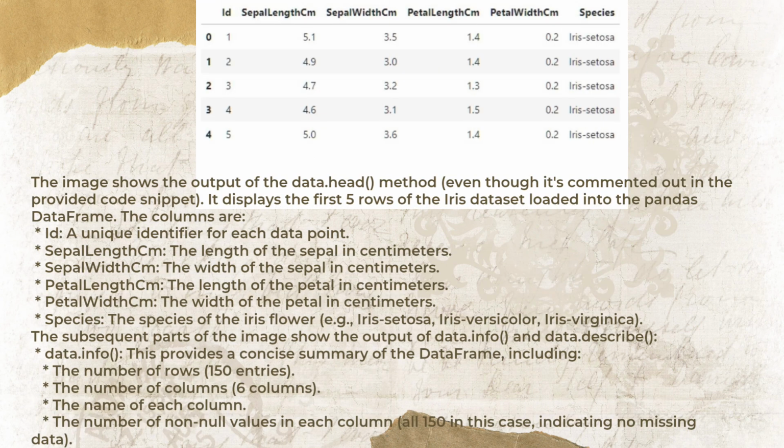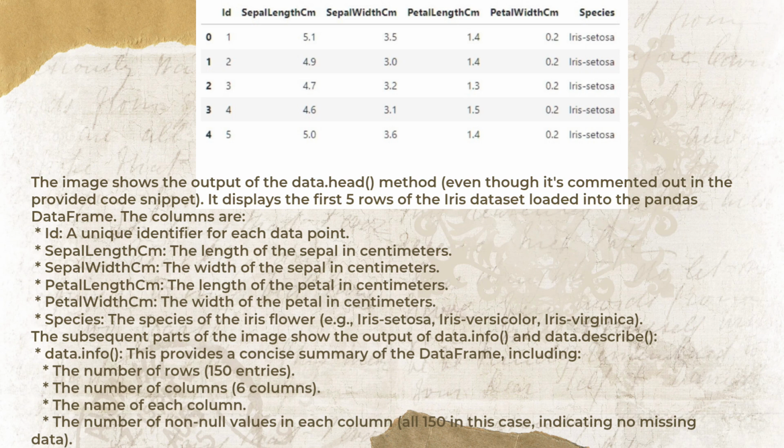The image shows the output of the data.head method, even though it's commented out in the provided code snippet. It displays the first 5 rows of the iris dataset loaded into the pandas data frame. The columns are ID, a unique identifier for each data point. sepal length cm, the length of the sepal in centimeters. sepal width cm, the width of the sepal in centimeters. petal length cm, the length of the petal in centimeters. petal width cm, the width of the petal in centimeters. species, the species of the iris flower, e.g., Iris setosa, Iris versicolor, Iris virginica.